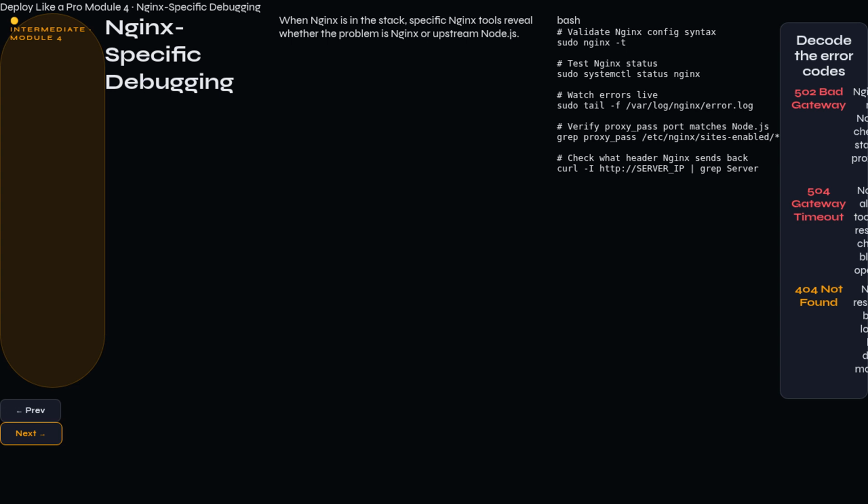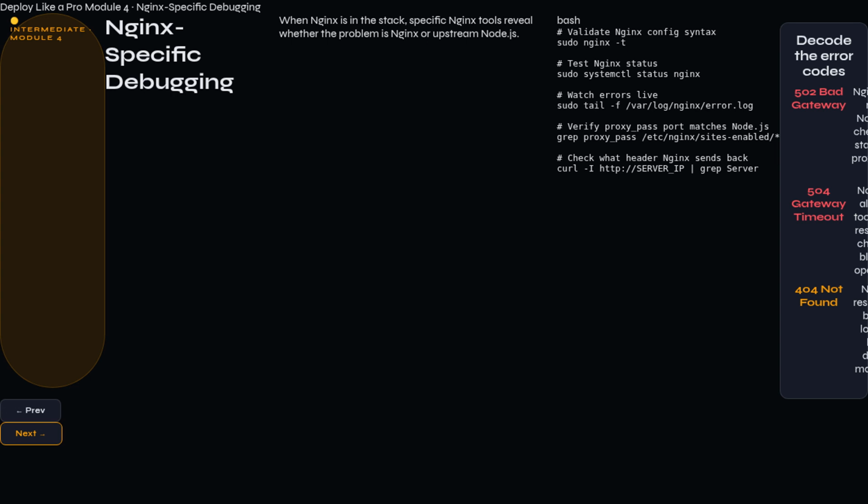Common Nginx errors and what they mean: 502 Bad Gateway, Nginx can't reach your Node.js backend. Causes: Node.js is down, PM2 shows stopped, wrong port in proxy_pass, proxying to 3001 when the app runs on 3000, or Node.js crashed at startup. 504 Gateway Timeout, Nginx reached Node.js but the request took too long. Node.js is alive but overwhelmed or stuck processing.